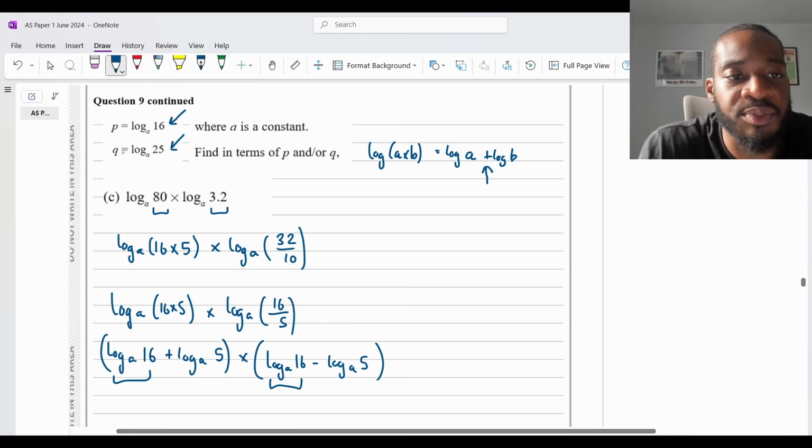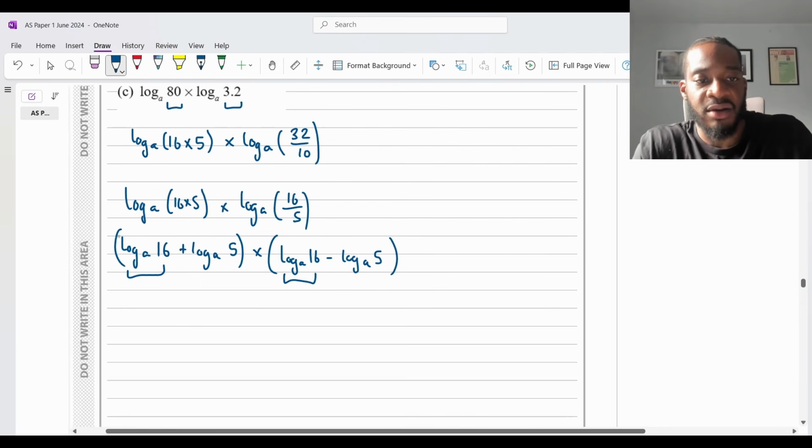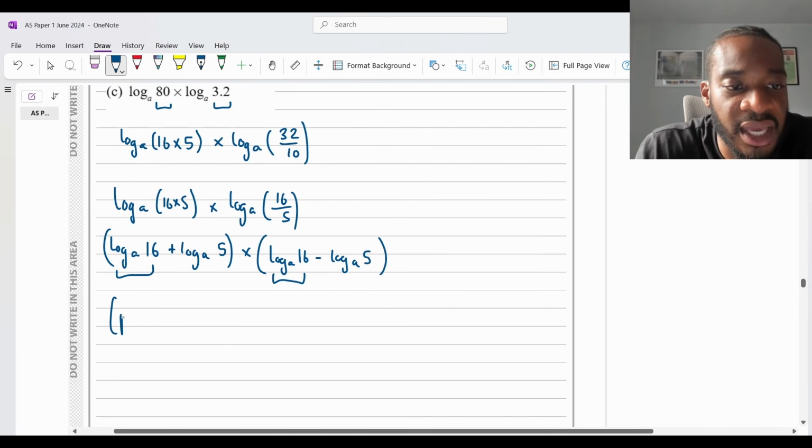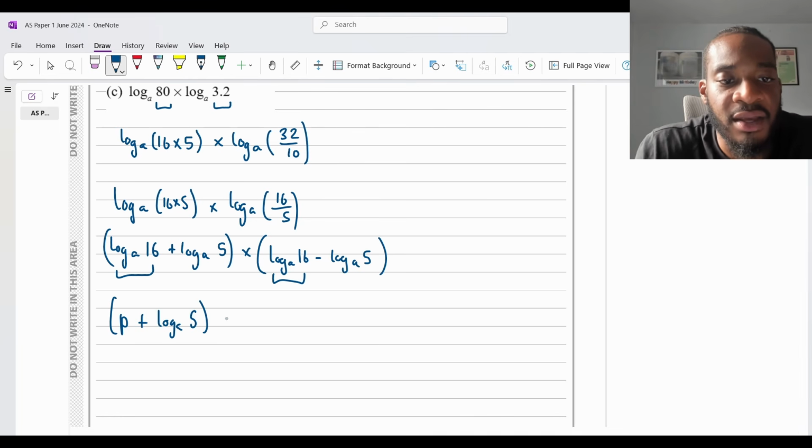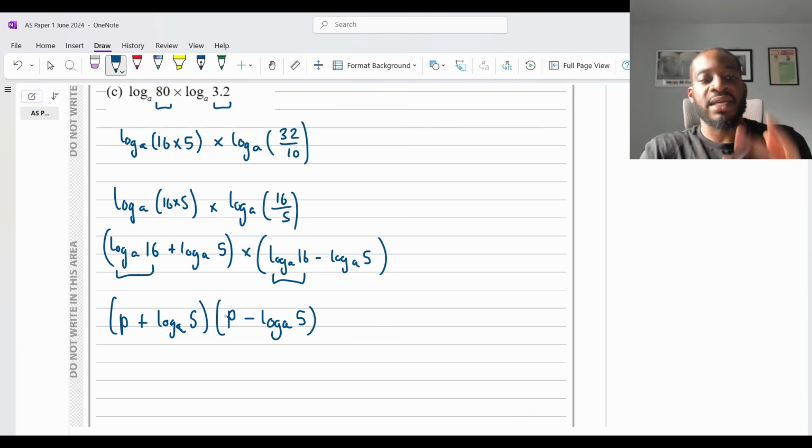They are right there. It's P. So I can actually replace that, can't I? So I can just say that this just becomes P plus log base A of 5, and I don't need the times anymore. I can just do this, and then P minus log base A of 5. Like that. So now the question is, what is log base A of 5?